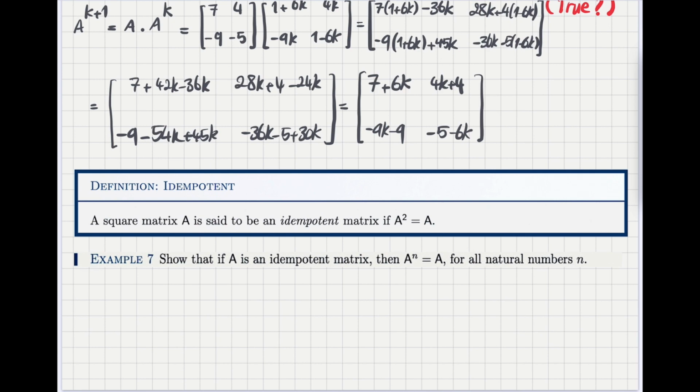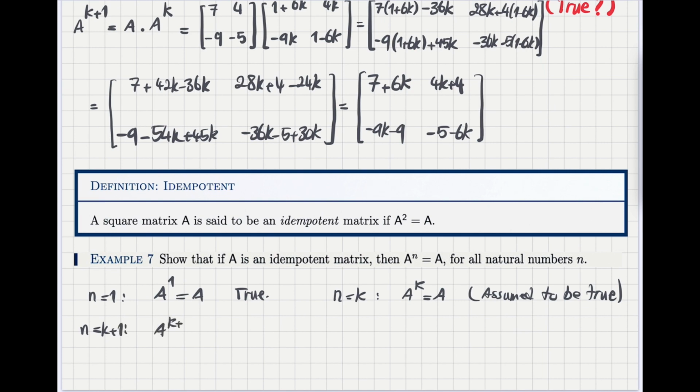The first thing that we need to show is what happens if n is equal to 1, then A to power 1 is equal to A. I want to use mathematical induction to prove this, and this is true. Now I will assume that this is true for k. It means that A to power k is equal to A, assumed to be true. Then I want to show that for n equals k plus 1, this is also true. It means that I want to show that A to the power of k plus 1 is equal to A.